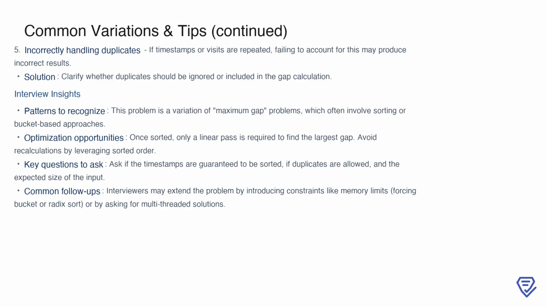From an interview perspective, this problem is closely related to other maximum gap problems, so recognizing patterns like sorting or bucket-based approaches can be a big advantage. Once the data is sorted, you only need a linear pass to find the largest gap, so avoid unnecessary recalculations. It's also important to ask clarifying questions during interviews, such as whether the timestamps are guaranteed to be pre-sorted, if duplicates are allowed, or what the expected input size is. These questions can help you tailor your approach.